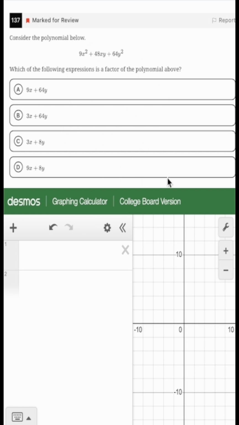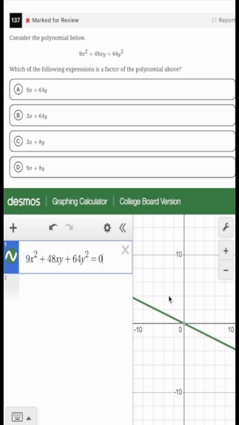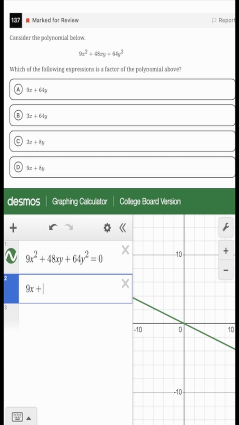So we're just given factors as answer choices, and we have to see which one matches this polynomial. So usually when you're asked to find which of the following answer choices is equivalent to a main expression, all you have to do is just type in each answer choice and see which one matches up to the main expression. So that's exactly what we're going to do here, and see which graphs line up. But make sure to set the equations equal to 0, so they're actually going to be graphed on Desmos.